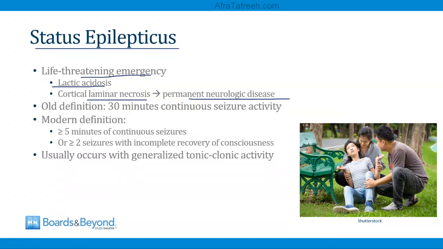The old definition of status epilepticus was 30 minutes of continuous seizure activity. The problem with this definition was that it wasn't safe to wait 30 minutes before beginning to treat the patient with drugs that are effective for status epilepticus. So the new modern definition is 5 or more minutes of continuous seizures, or 2 or more seizures with incomplete recovery of consciousness in between seizures. And usually status epilepticus involves generalized tonic-clonic seizure activity. It's very uncommon in smaller types of seizures like partial seizures.